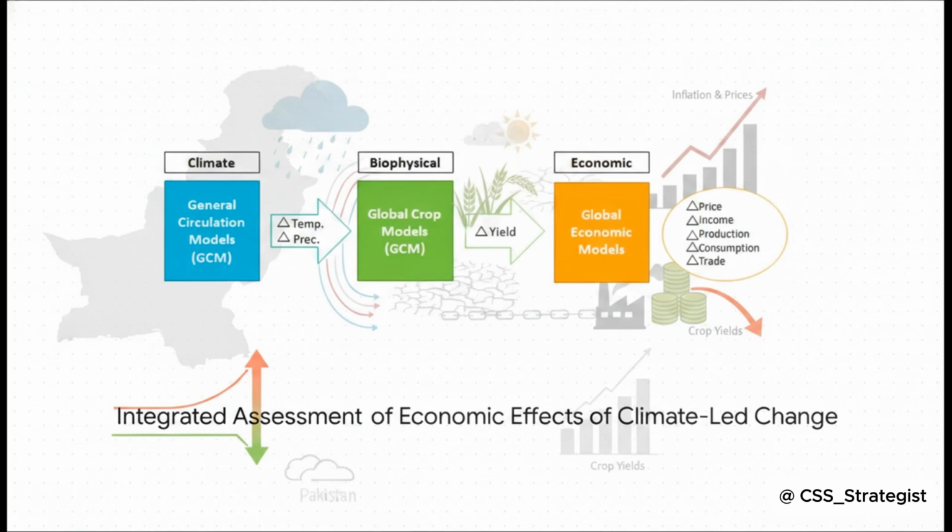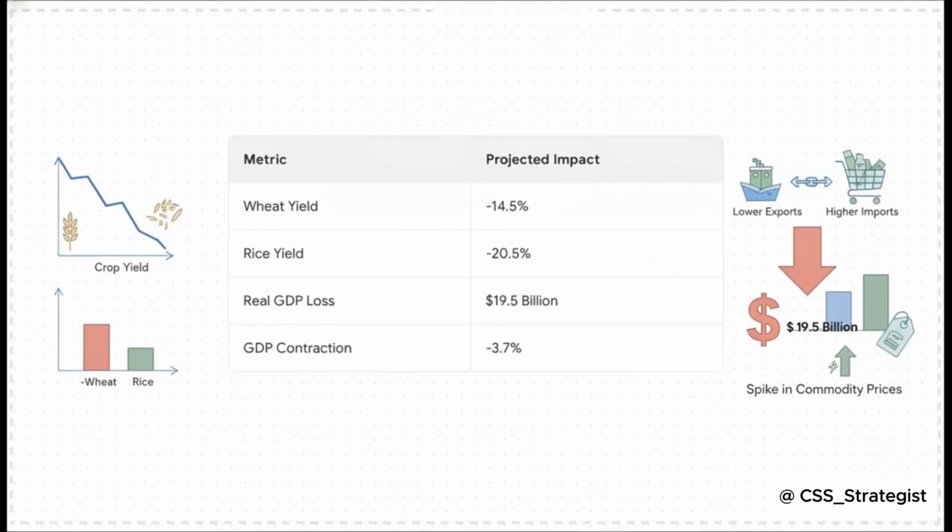Climate change isn't just an environmental issue anymore, folks. It is a core economic threat. Changes in the monsoon, floods, and droughts don't just lower crop yields, they cause this massive cascading multiplier effect across prices, income, production, consumption, and even international trade. Let's anchor this with some hard data that you can definitely use in your essays.